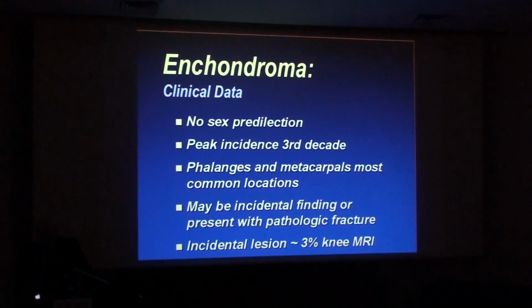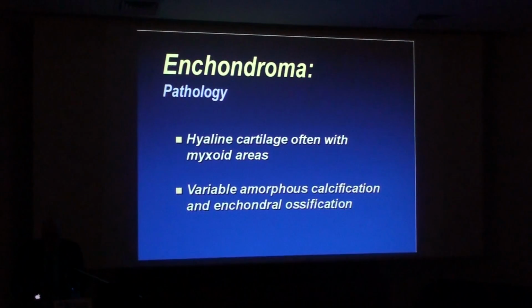They may present as an incidental finding, and that's how we typically see them. When I was in the service, we saw them a lot, patients presenting with pathologic fractures after being in fights. Now we see them most often, at least in my practice, as incidental findings. On knee MR, it's been estimated about 3% will show an incidental enchondroma. And it's not just the knee. In a recent study about the shoulder, it was seen in 2% of MR images. So it's something that we do see with frequency, and we have to be able to identify.